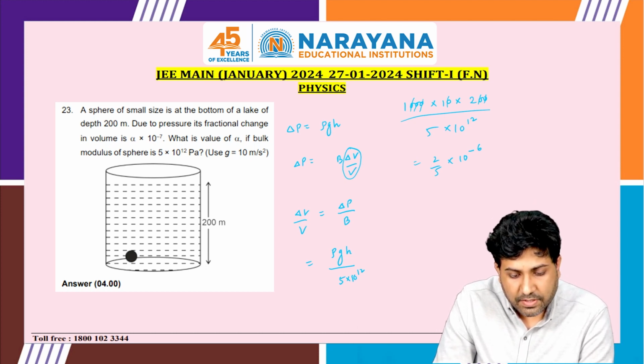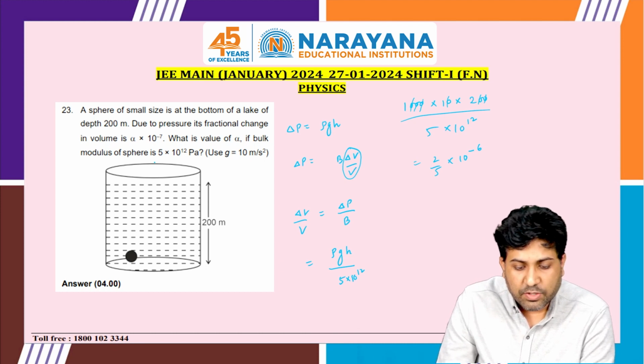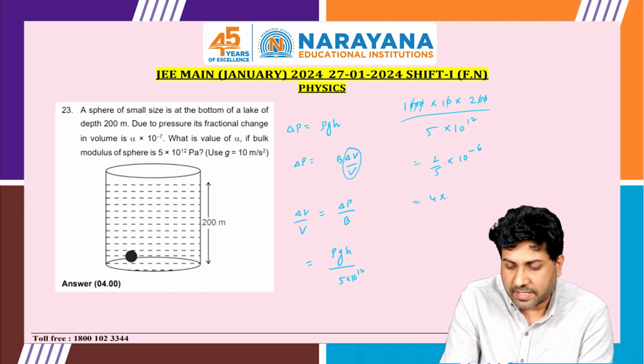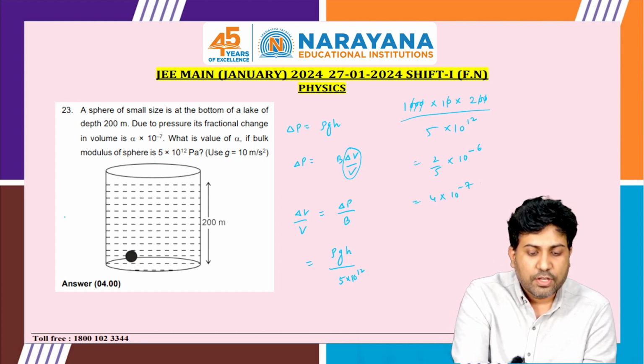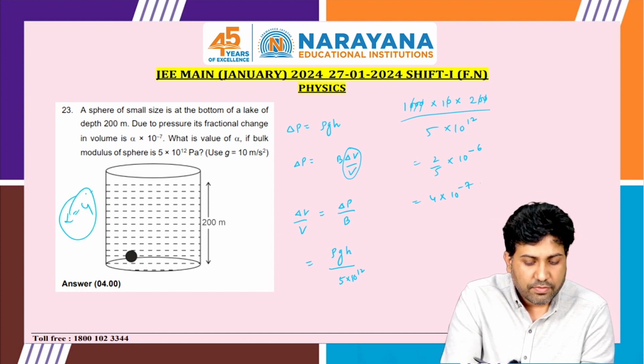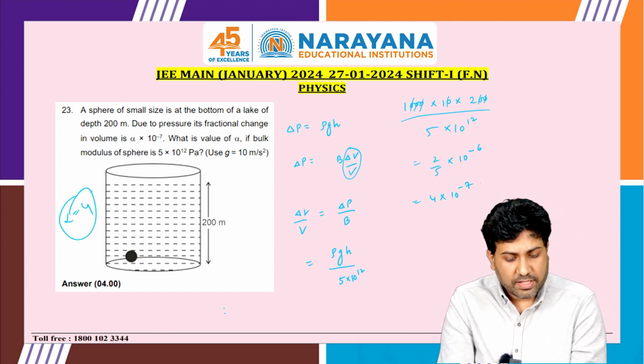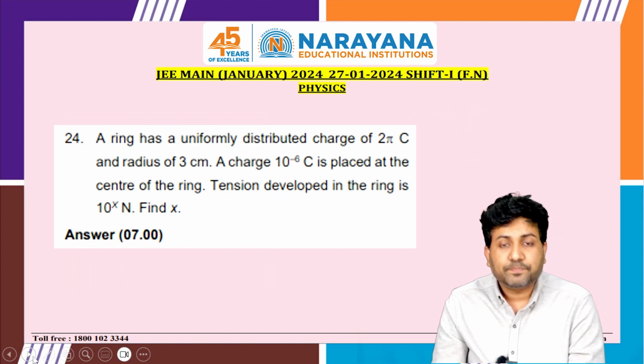Okay. So I need to find in terms of 10 raised to the power minus 7. So clearly you can see it is 4 into 10 raised to the power minus 7. So the answer will be alpha equals 4. Okay. Now let's move to the next question then.